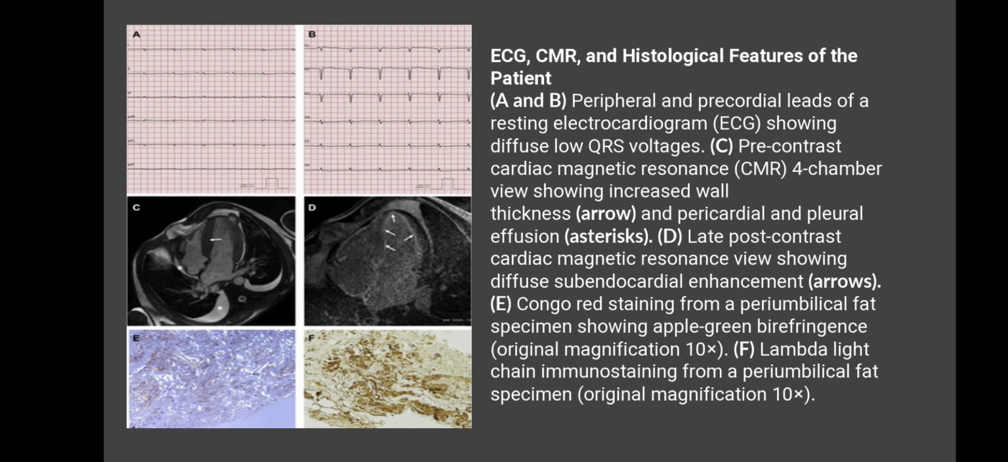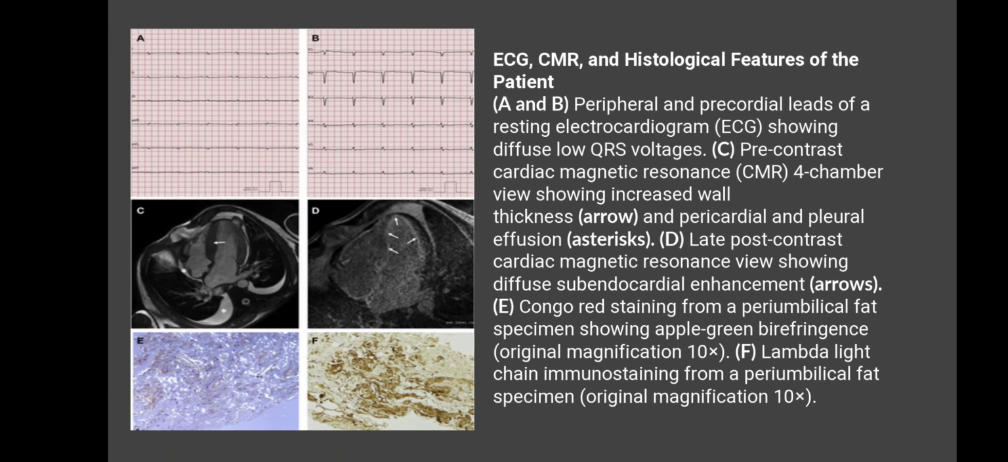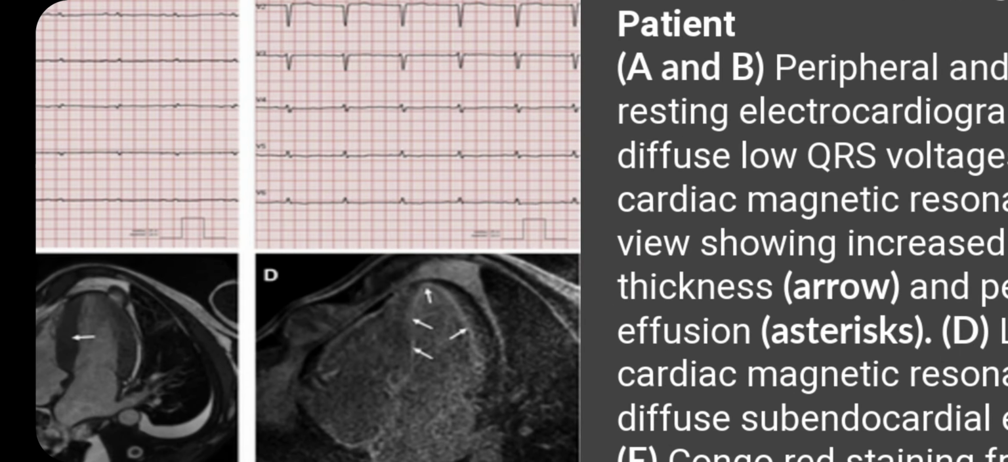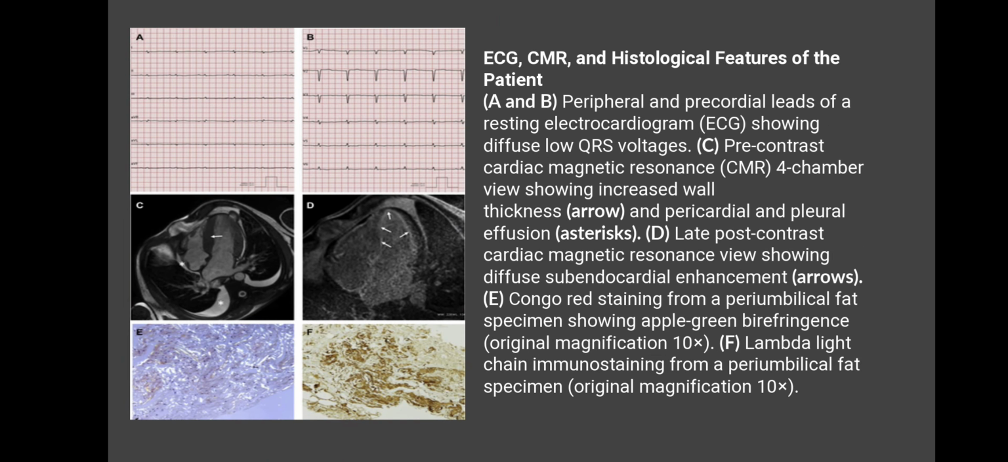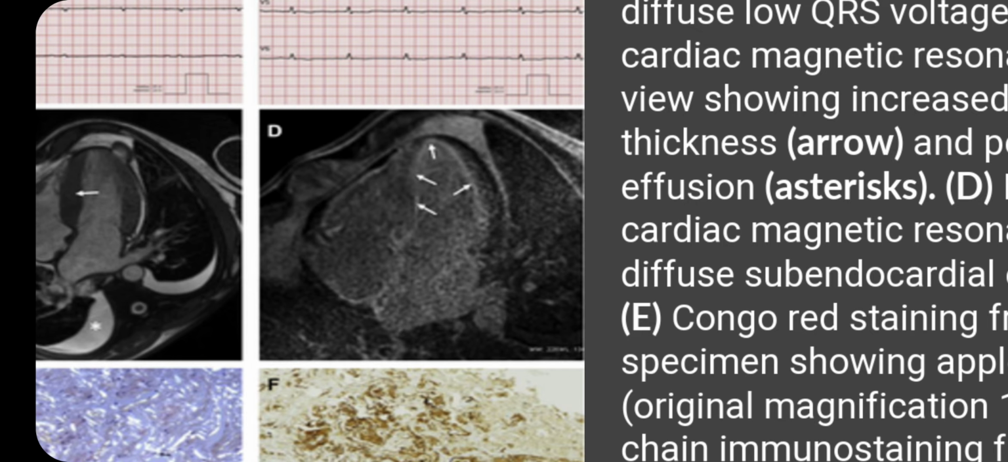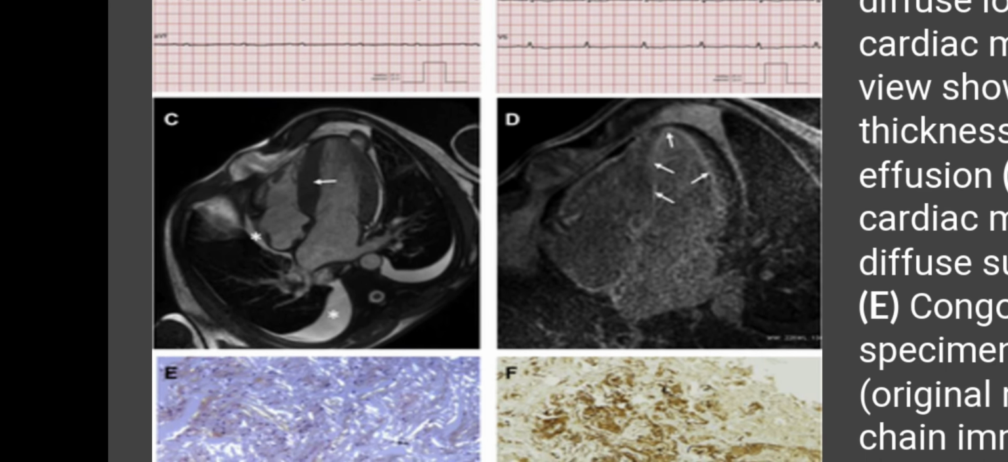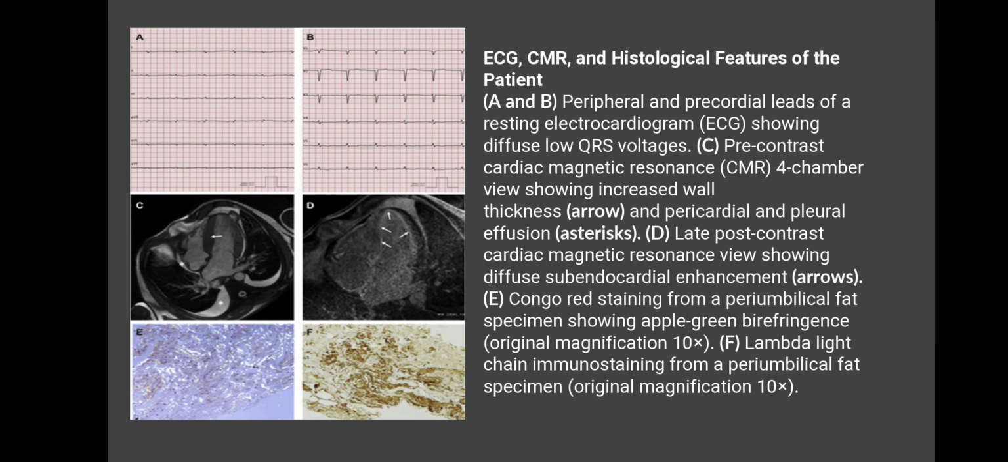This is the case where we can see the ECG. Can you see the ECG? There will be diffuse low QRS. Can you see? It is really blurry, but there will be diffuse low QRS. And in the CT scan, you can see the diffuse endocardial walls. See? Okay, that's all. Thank you.